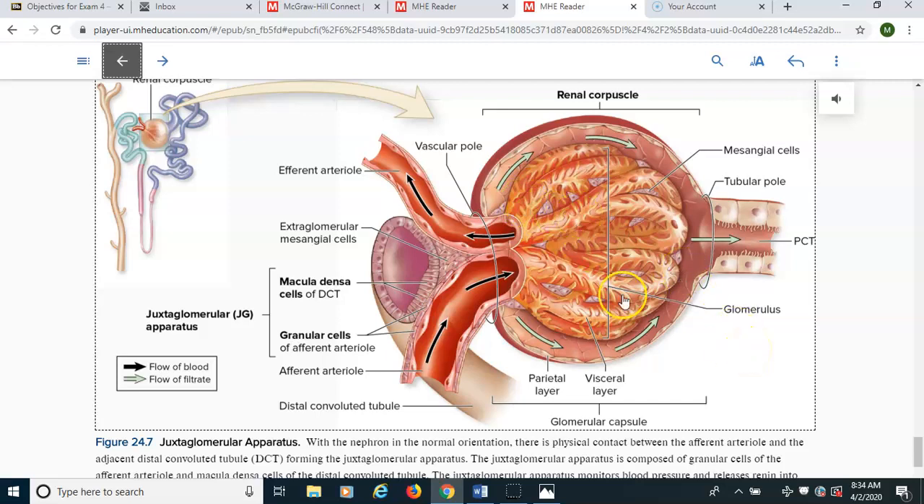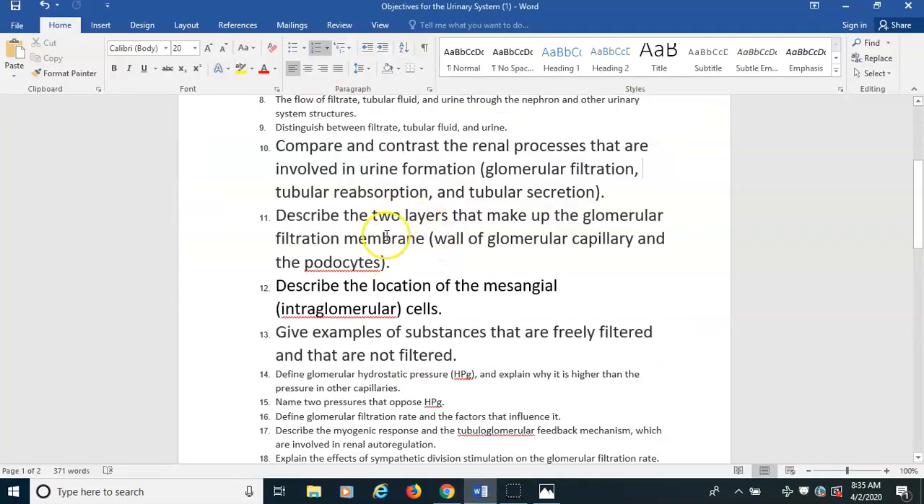So the whole purpose of that filtration membrane is, that's what substances that are in the blood that are getting filtered have to go through in order to get out of the blood. So they'll have to pass through the wall of the glomerular capillary, and then they'll have to pass through these little filtration slits of the podocytes. And if they can do that, then they'll end up in the capsular space, and they'll become part of the filtrate. So those are the structures, or two layers, of the glomerular filtration membrane. Next is the mesangial cells.